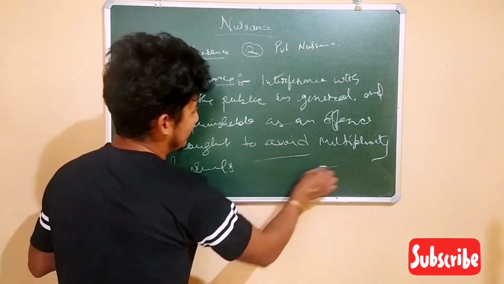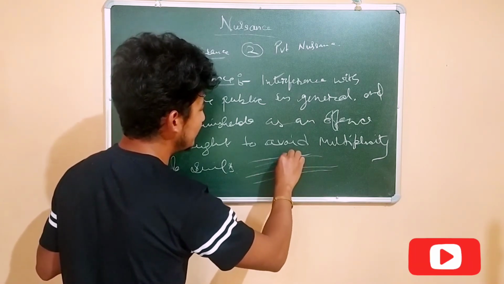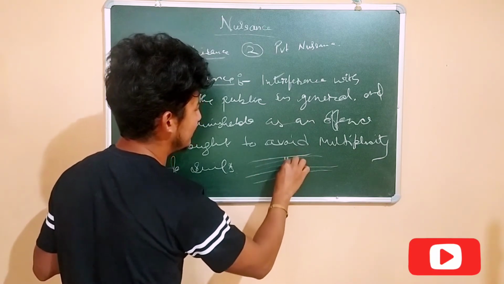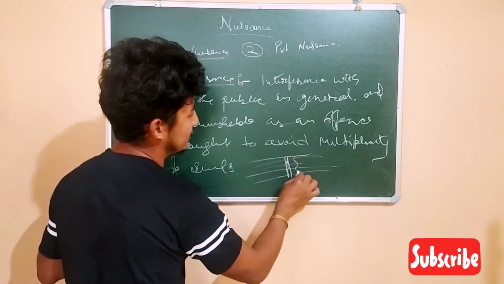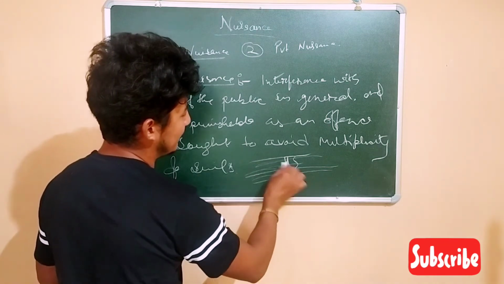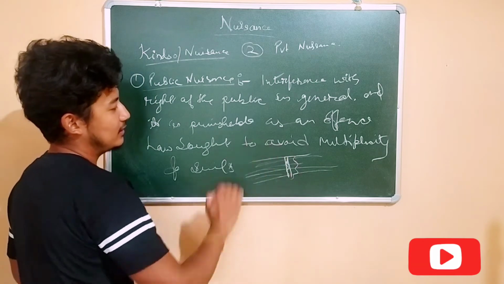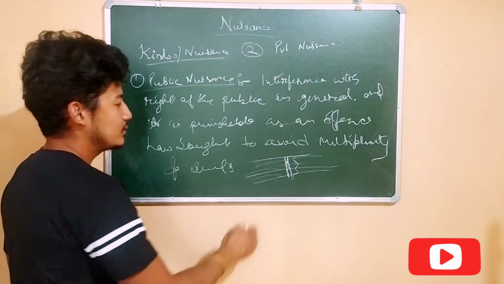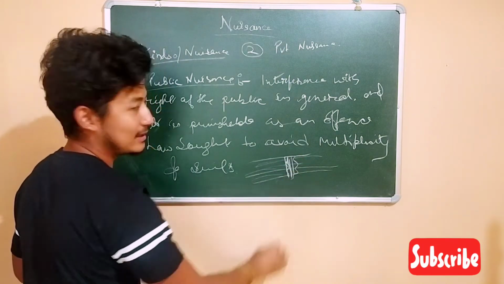Suppose there is a highway, and the defendant creates a trench here by digging, or say the defendant has constructed a wall or something. Due to that construction, many people get affected, they couldn't go to that side. And the defendant does it intentionally. So in that case, this is an example of public nuisance.